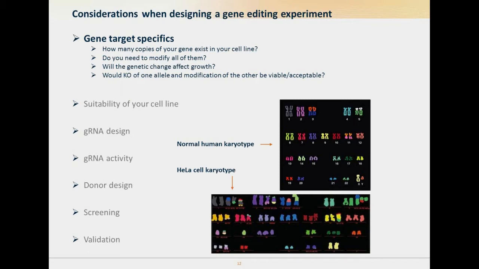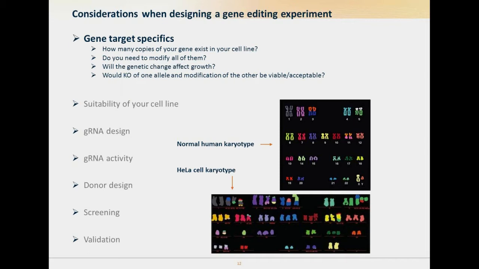If you look at the karyotype down below, for many, many years, many people were using HeLa, and you can see that it's a real mess when it comes to some chromosomes. It's important to understand your cell line. Do you need to modify all of the alleles in your target gene? When you make this modification, do you expect it to affect the growth of those cells?